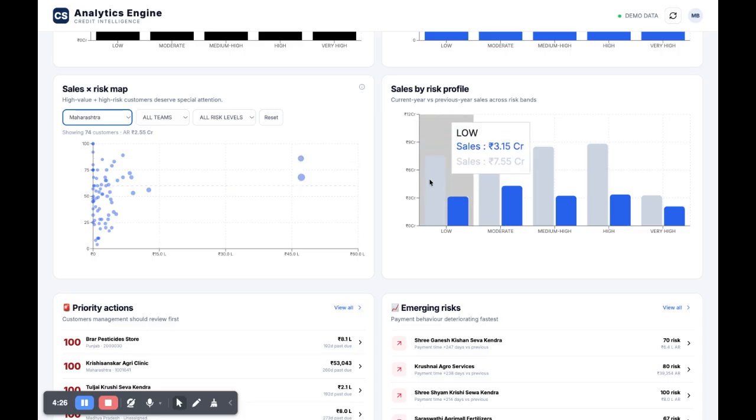Sales by risk profile: current year versus previous year sales across risk bands. The bar on the left is last year's sale, and this is the current year's sale. This can also be changed to make it a like-to-like comparison. Let's say we are now almost in the middle of this financial year, so accordingly it will consider that period for last year. That change we can do.